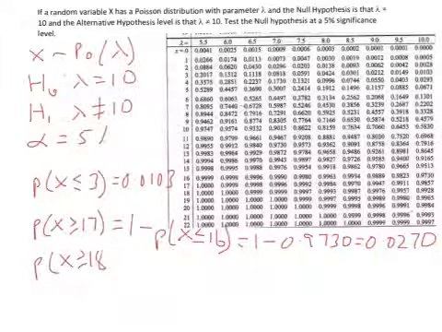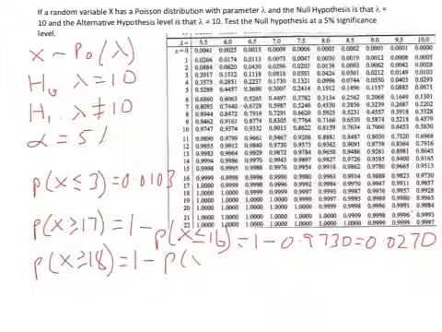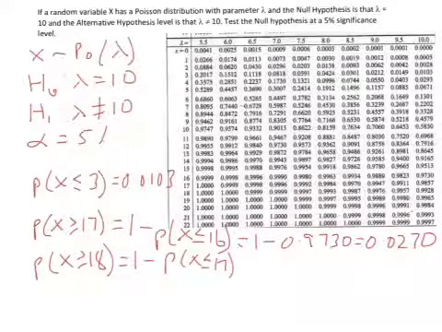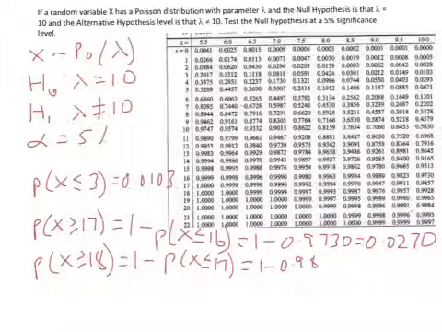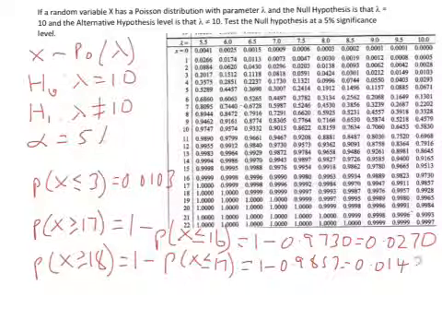Maybe when x is greater than or equal to 18, it's less than 2.5%. That's 1 minus the probability that x is less than or equal to 17. Less than or equal to 17, again the row above, is 0.9857, so it's 1 minus 0.9857, which is 0.0143. Yes, that's less than 2.5%.